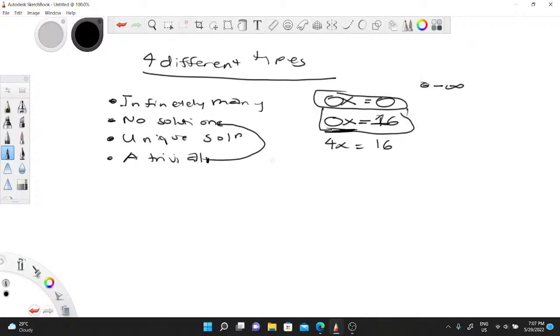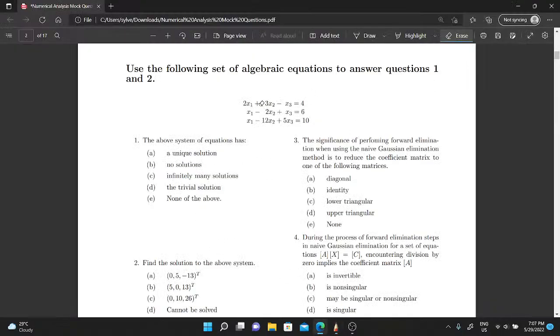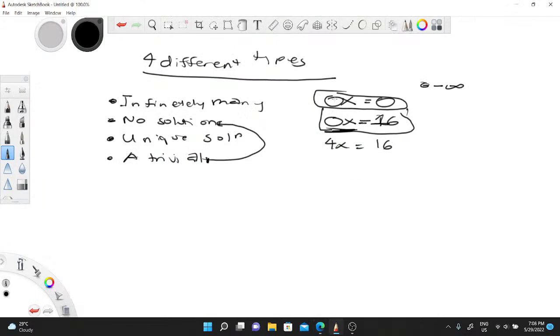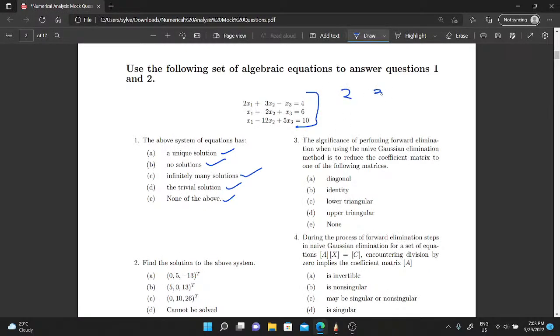Perfect. So now we have the basis to talk about something like this. We will be able to determine whether this equation has a unique solution, no solution, infinitely many, a trivial, or exactly none of the above, right? Okay. So the interesting thing about this is that we should reduce it to an upper triangular matrix, right? You want to be able to reduce this to an upper triangular matrix and then confirm if the lowest values fall into any of these categories, and then you'll be able to describe it in any of them. So let's go, right? You have 2, 3, -1. So I'm writing my coefficient matrix here.